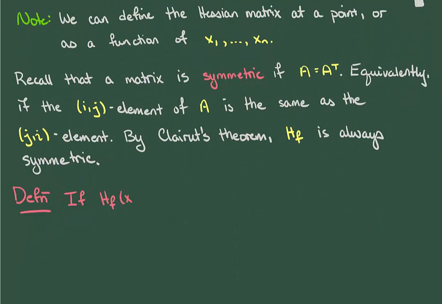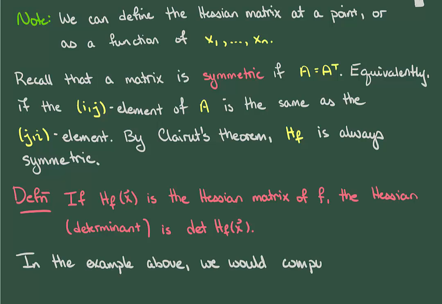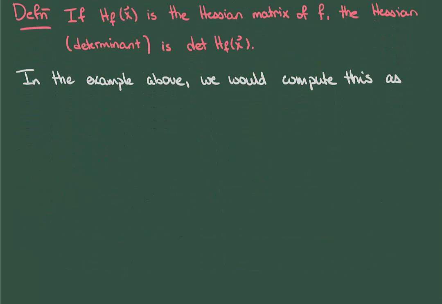Finally, if Hf is the Hessian matrix of a function f, then the Hessian, sometimes called the Hessian determinant, is the determinant of the Hessian matrix. Again, this could be a real number if the Hessian matrix is evaluated at a point, or a function if the matrix itself is left as a function. If we take the determinant of the Hessian matrix above, left in terms of x, y, and z, then we get the following.